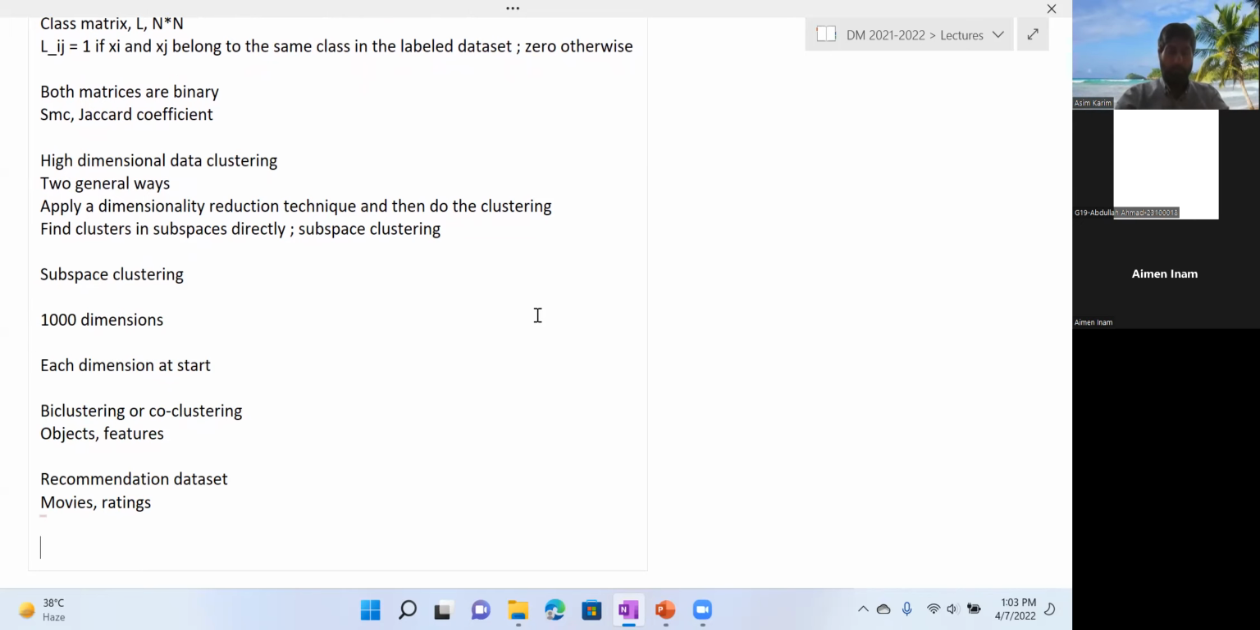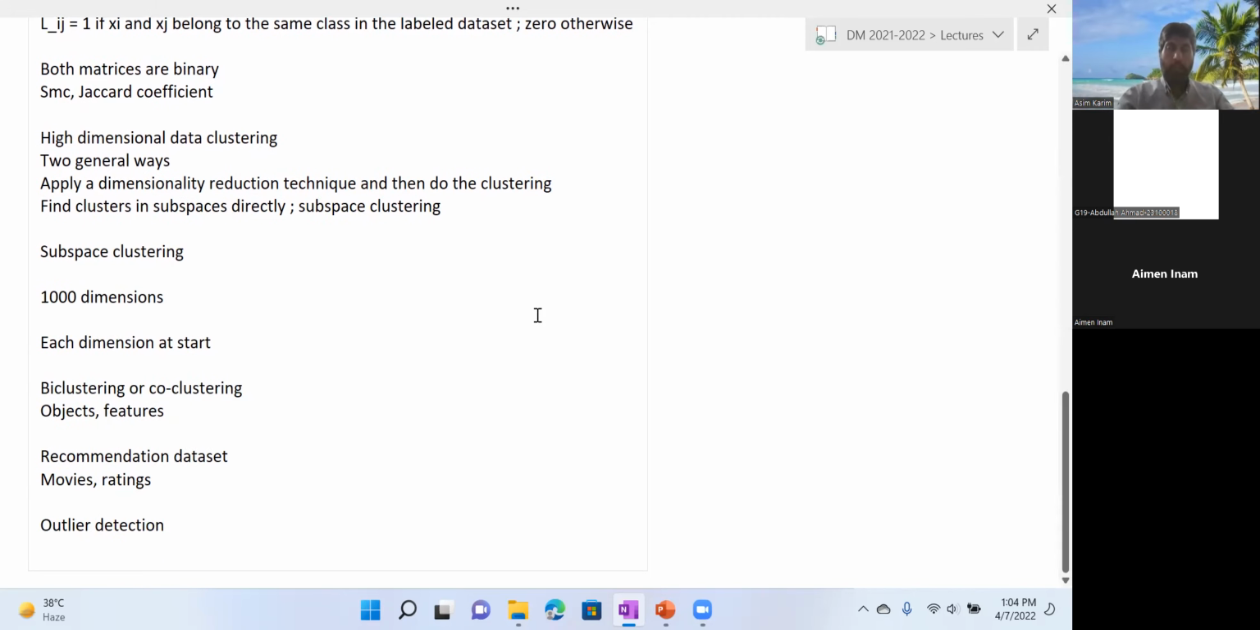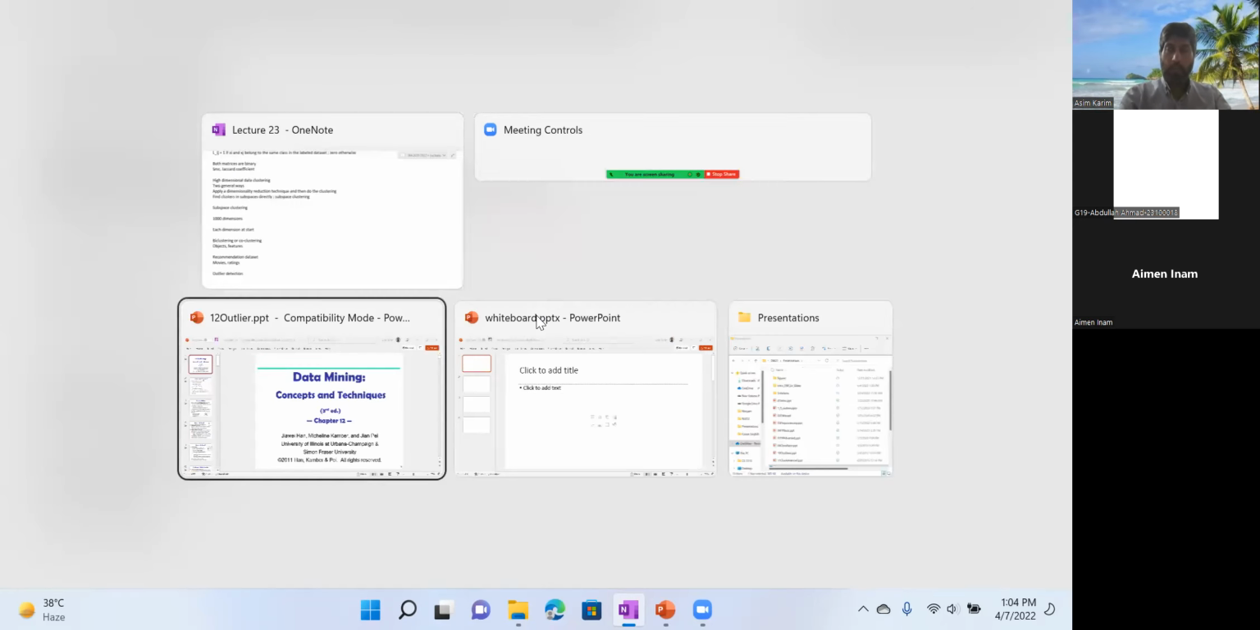All right, so any questions? Okay, so now let's move on to outlier detection. So outlier detection, I think, is chapter 12 in your book by Han, and you also have a separate chapter for outlier detection in the other book, Introduction to Data Mining. So let me start with maybe the slides, then we'll come back.